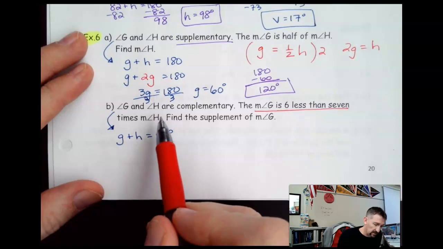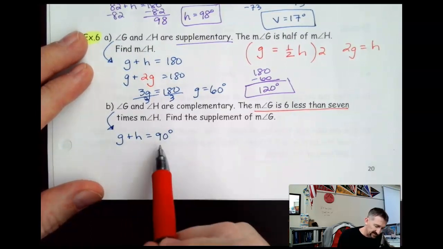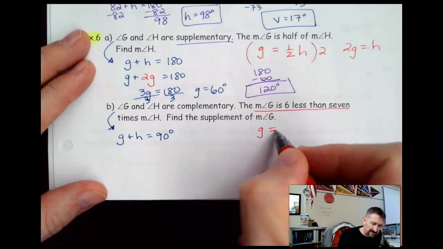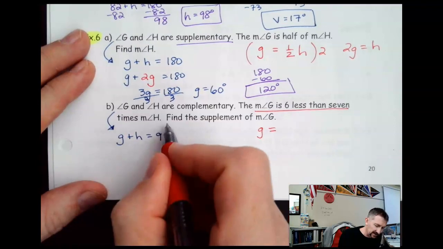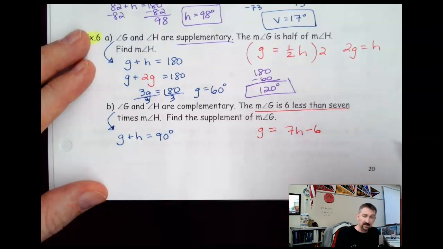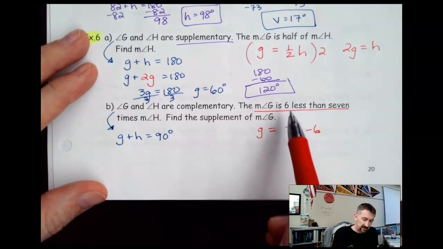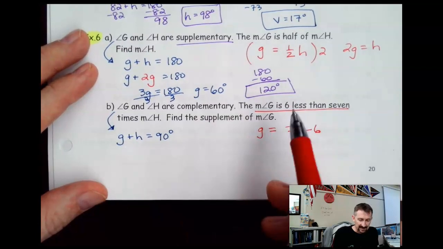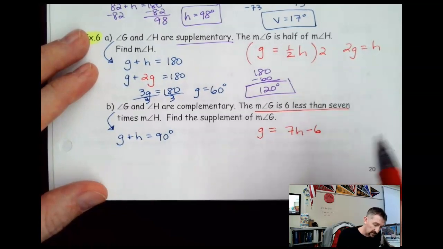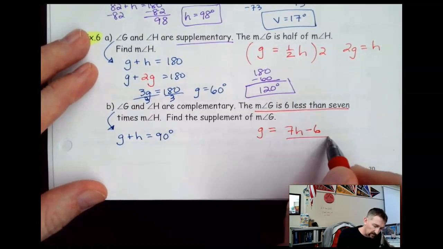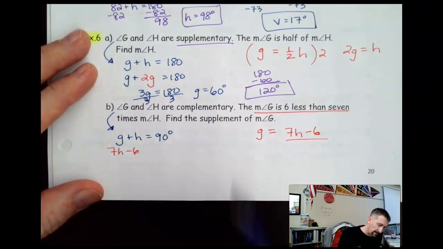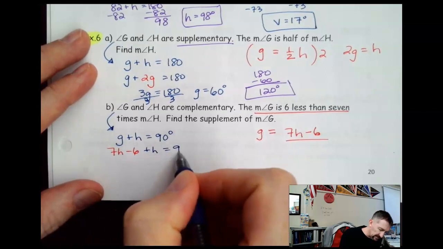Okay, so g and h are complementary, so this needs to be a 90. Now, g is 6 less than 7 times h. So 7 times h, and then 6 less than that would be minus 6. So some students make a mistake there and they put 6 minus 7h. It's if you have $6 less than I do, you're going to take my money minus 6. So that's what we're going to do. We're going to plug this in for g. So we're going to have 7h minus 6 plus h equals 90.